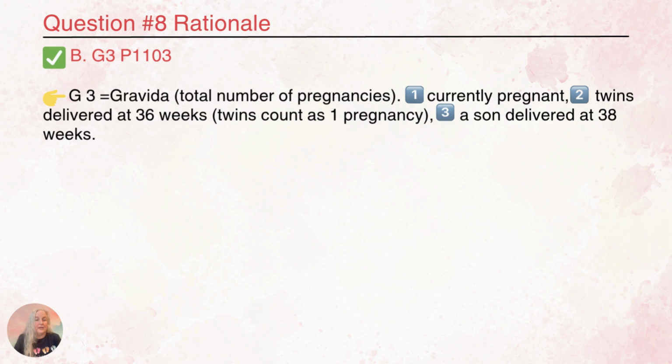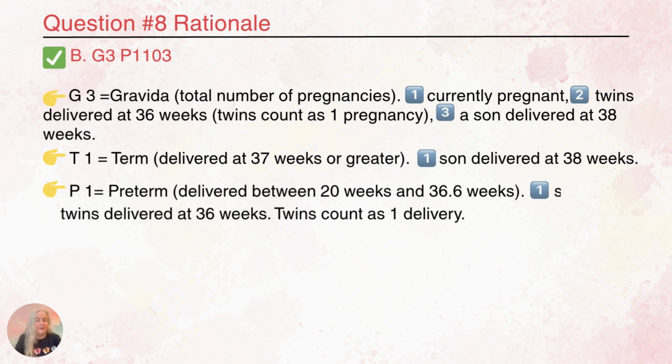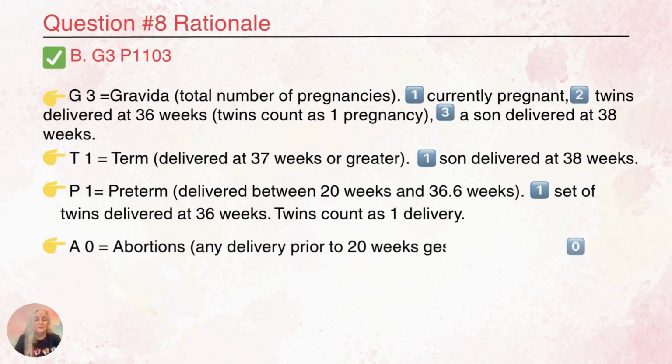So Gravida 3, total number of pregnancies. Okay. Then she's currently pregnant now. She had the twins. That's 1 pregnancy. And then she had her son at 38 weeks. That's her 3rd pregnancy. She's had 1 term delivery at 37 weeks or greater. And so that T is a 1. She's had 1 preterm delivery between 20 weeks and 36 weeks and 6 days, and that's the set of twins that were born at 36 weeks, and the twin delivery counts also as 1.